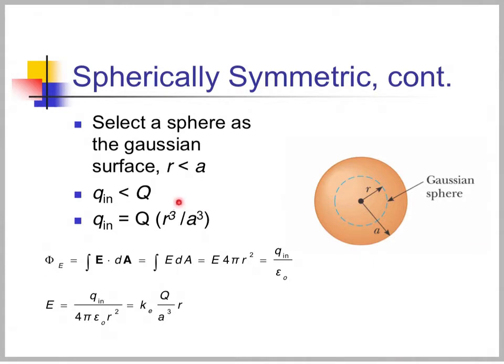So I can use this fact now and say, well, the integral of E dot dA, everything is the same for the sphere. The integral of E dot dA becomes E dA. It's just E times 4 pi r squared. It's charge enclosed over epsilon naught. Or E is charge enclosed over 4 pi epsilon naught r squared, which is K times Q over a cubed times r.